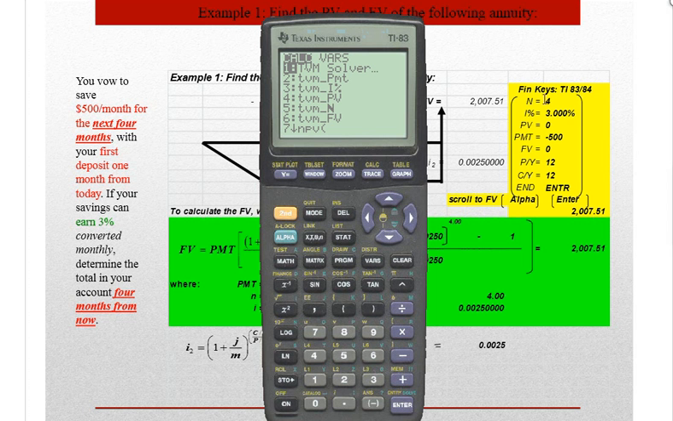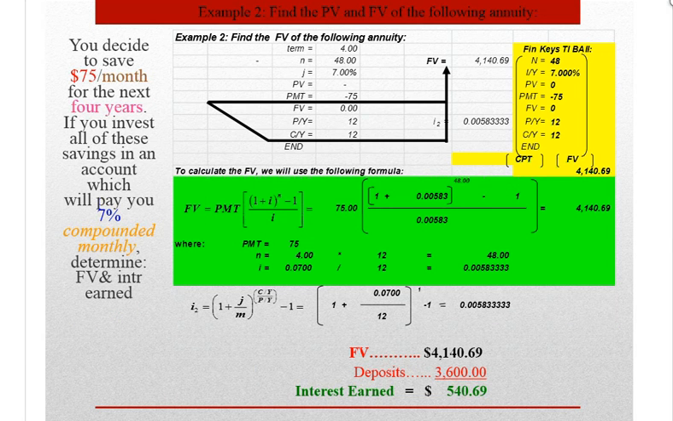If you're using TI 84, here are the financial keys. So you go enter, and then you get 430,500, and you put in here 0 and then 12. Make sure it's E and D. That's what we have right in here, E and D. And then scroll to future value, and then alpha, enter, and you have the same answer.